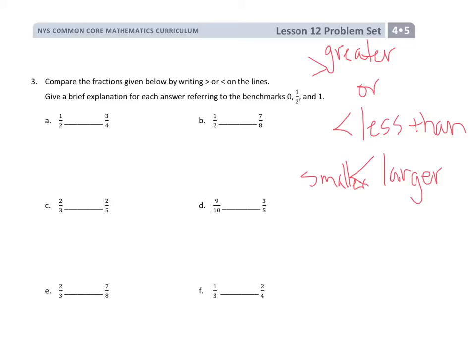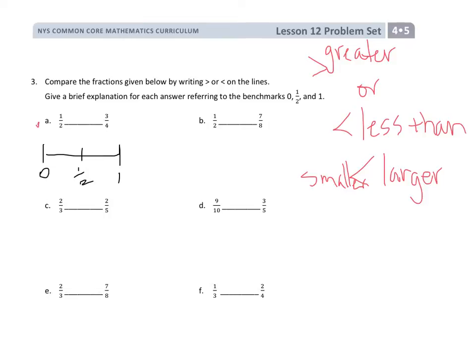For each of these, you don't need to give the brief explanation for the benchmark, but what you can do is use the space underneath to draw a number line. So this is something we practiced in class. So remember, we're drawing the 0, the 1, and the half. And then we're thinking about, on the top, what the fourths would be.